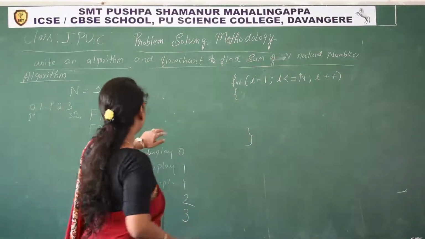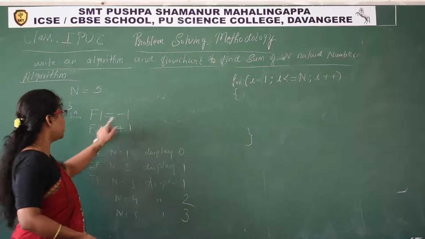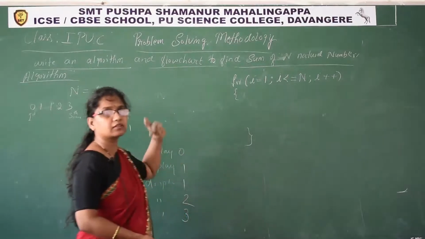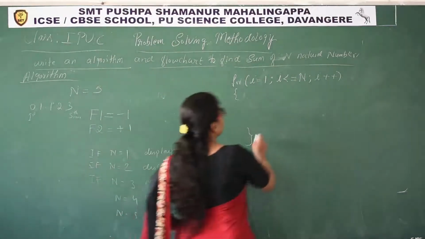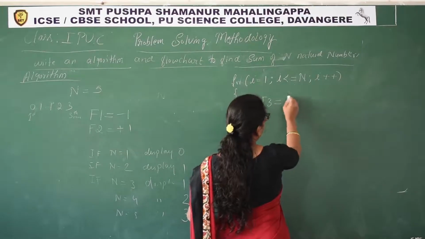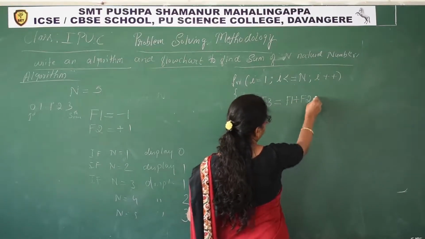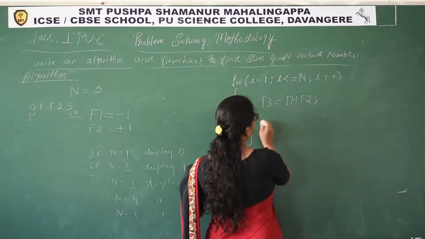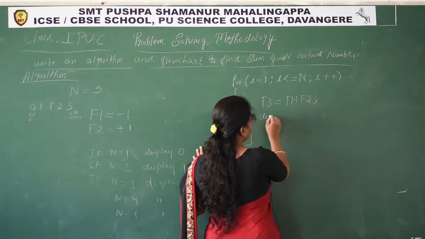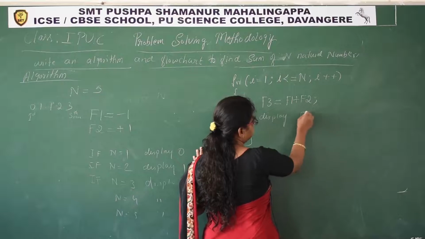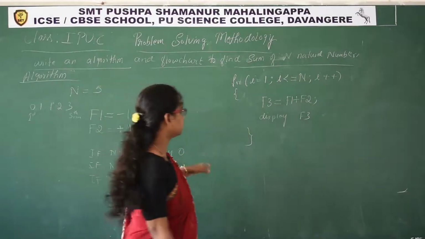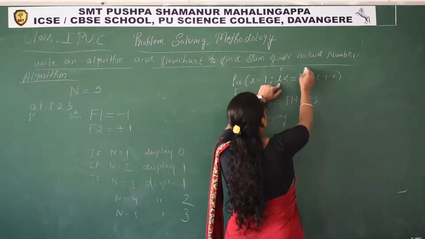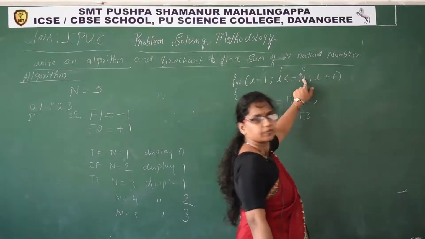So before going to the loop we have initialized f1 is equal to -1 and f2 is equal to +1. Let us add these two so that we will get the series. For the first number, I'll take f3 is equal to f1 plus f2. Immediately we have to display that, so I'll write display f3. Next, first time what happens? I value is 1, condition true. 1 less than 5, if I consider n is 5, the condition is true.